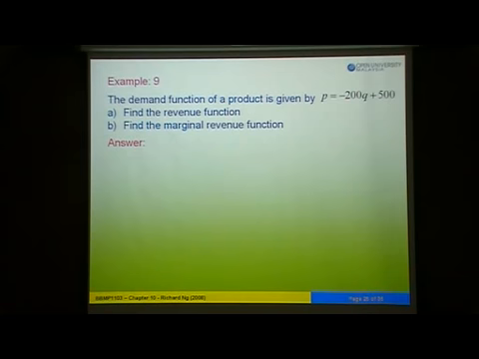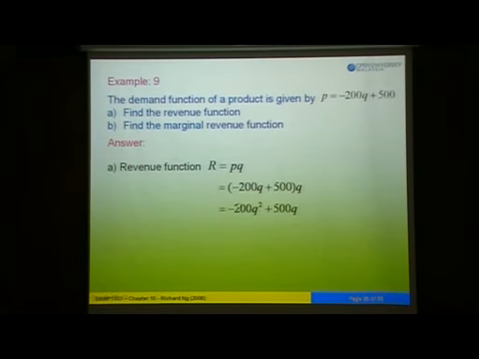Okay, let's look at example 9. In example 9, the demand function of a product is given by P equals negative 200Q plus 500. We are asked to find the revenue function. Second question, find the marginal revenue function. So part A, the revenue function is given by P times Q. Substitute P with negative 200Q plus 500 into this function, and we will get negative 200Q square plus 500Q.